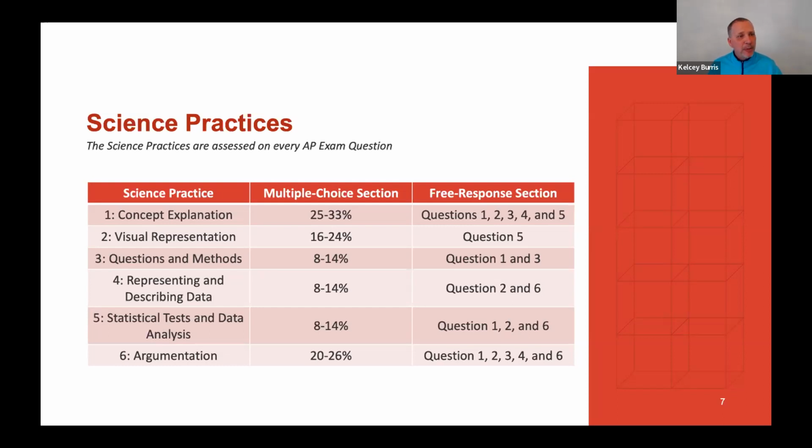Science practice 4 is representing and describing data. So that's graphing and interpreting graphs. And you'll find that in questions 2 and 6. Science practice 5 is statistics and data analysis. Again, 8 to 14%. And FRQ questions 1, 2, and 6 will involve that science practice. And then finally, science practice 6, argumentation. 20 to 26% of the multiple choice will ask you to do that. And you'll notice questions 1, 2, 3, 4, and 6 have some component of argumentation in it.